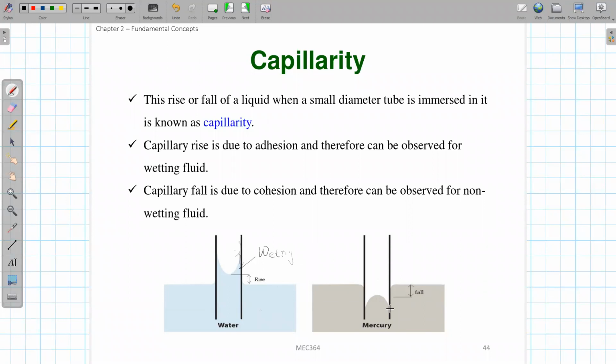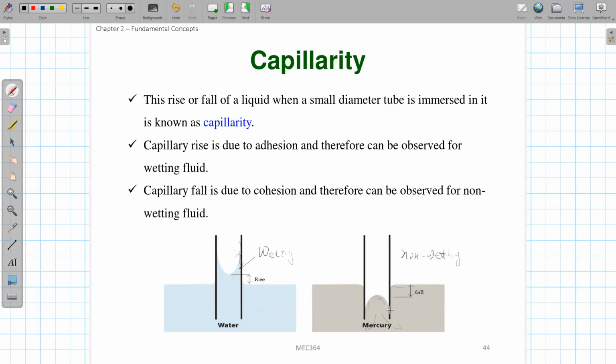And then this one is non-wetting. It's because cohesion is larger than adhesion, which means that the attraction force inside the molecules is larger than the attraction force between the liquid and solid. So all this liquid will try to drag itself inside the liquid. That makes this level lower than the surface outside.